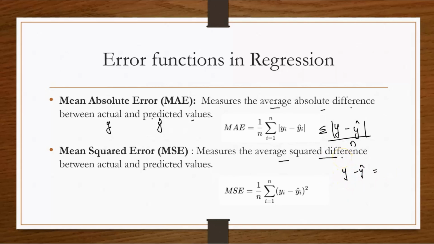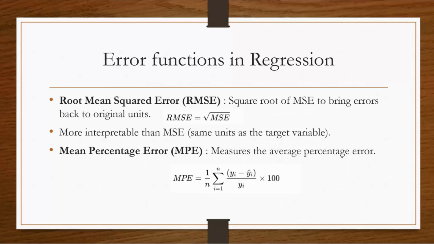To overcome that disadvantage, we are going to see another error function, that is the root mean squared error. It is the square root of mean squared error. We know how to get mean squared error. So root mean squared error is the square root of mean squared error, to bring the error back to its original units. So the unit also will be square rooted, and it will be back to the original unit. So it will be more interpretable than the mean squared error. It will be the same as the target variable.